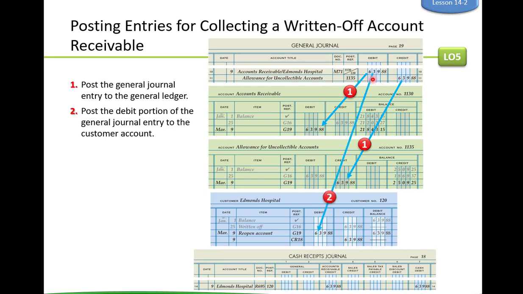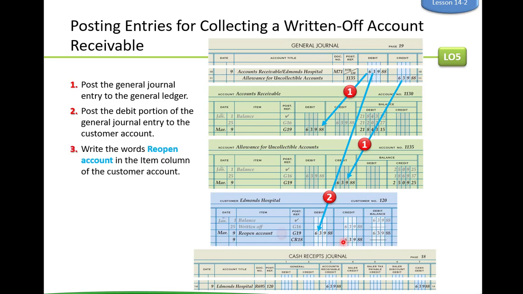There is also a debit going down to reopen. You see how we wrote it as reopen the account. Where we normally don't write anything besides balance, we have a written off line and we have a reopen line. We have now put the money back in there, saying, okay, yes, you still owe us this amount.